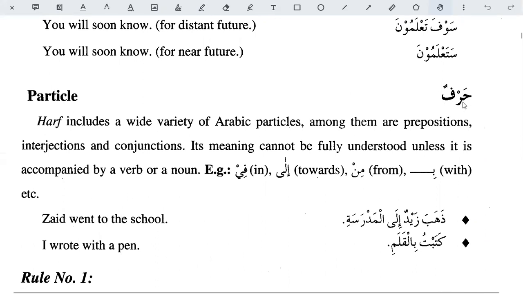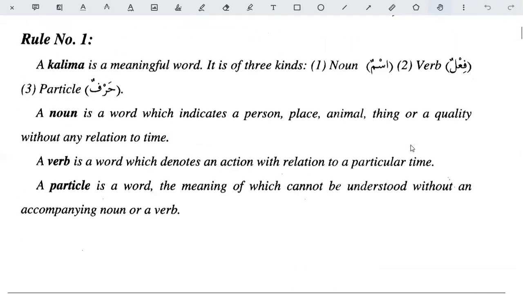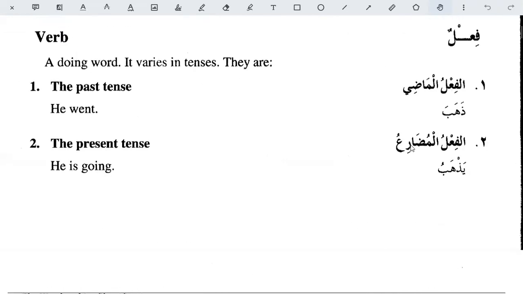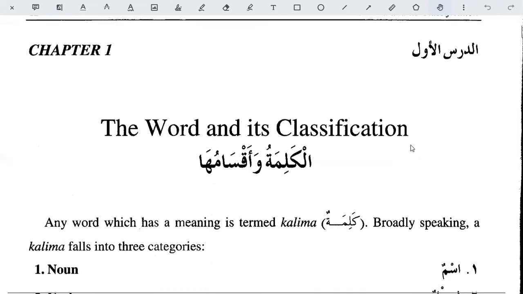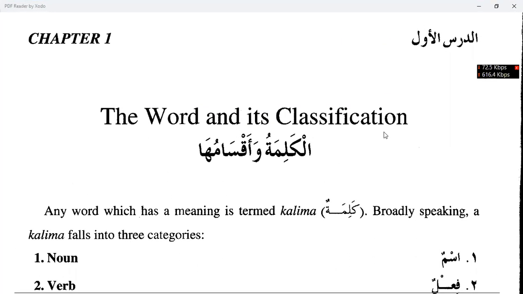Then the third category of kalima is harf. Harf means particle, which includes conjunction and interjection and preposition. So these are the classification of word in Arabic. If anyone has any question, they can ask me.